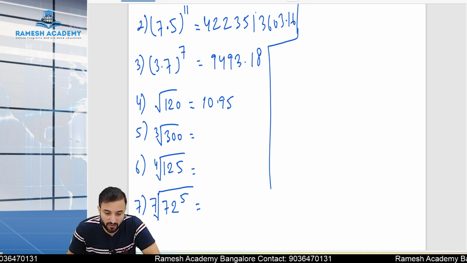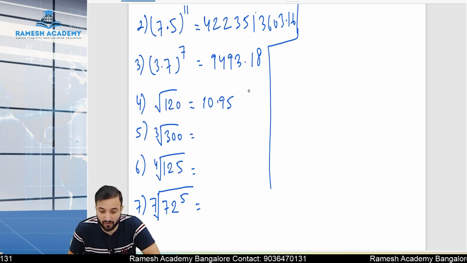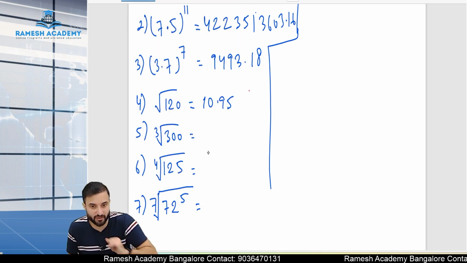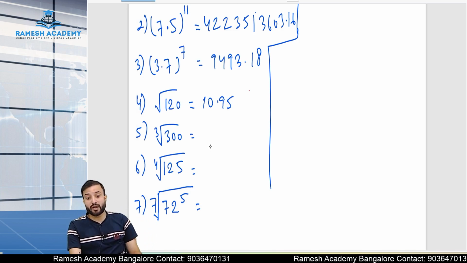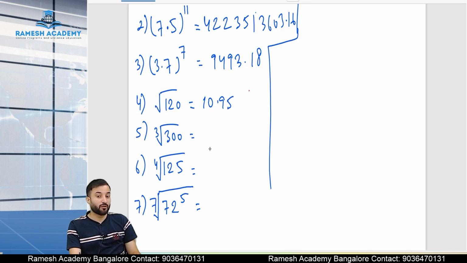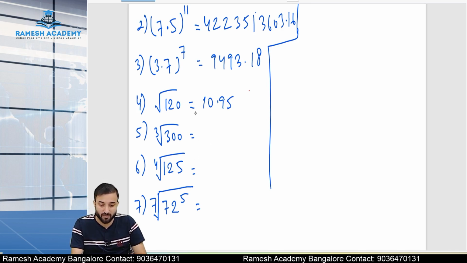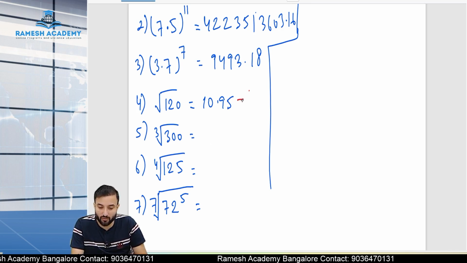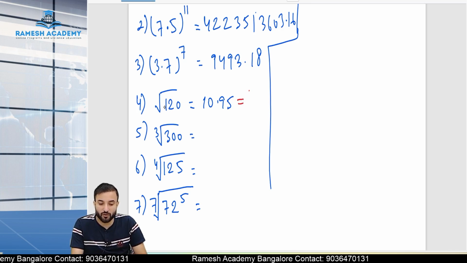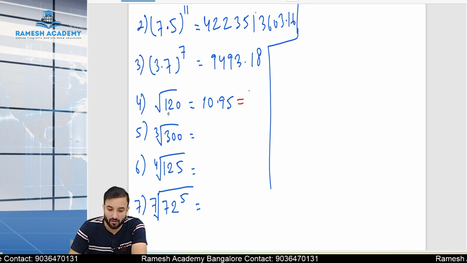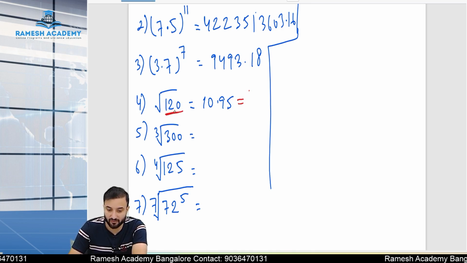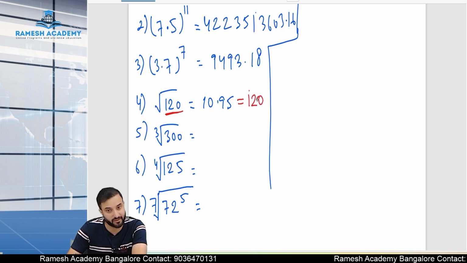So guys, the first thing we have to do is a conversion. We have to write it in a simplified form. Simplified form means, see, square root of 120. Whatever the number is, we write the number as it is. So what is the number? 120. We write the number 120 as it is.